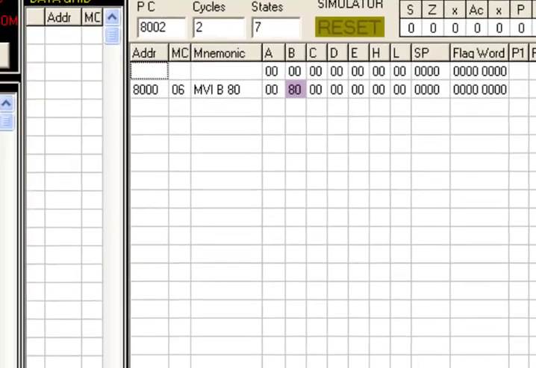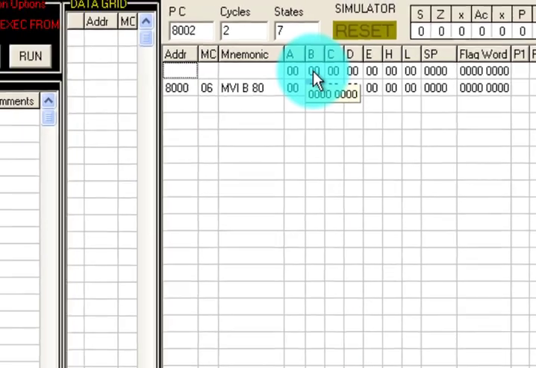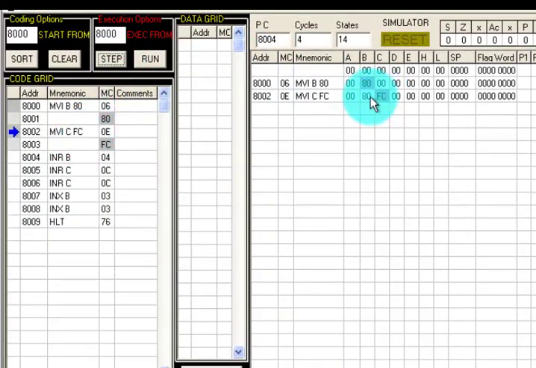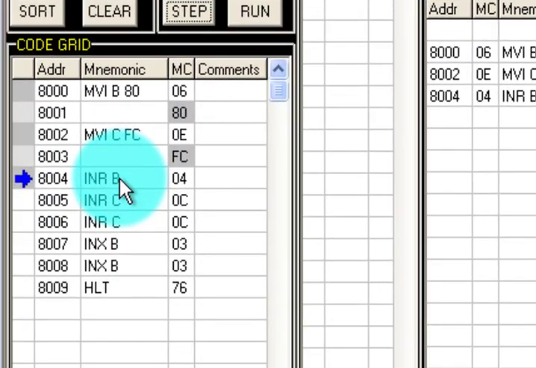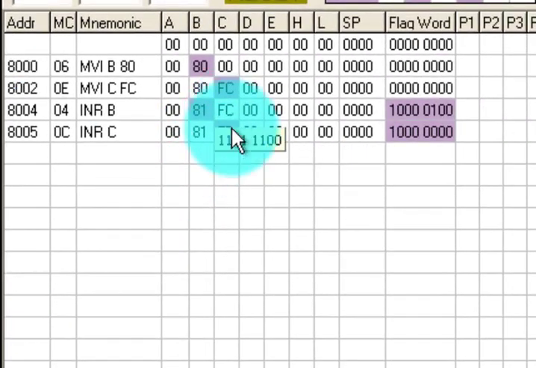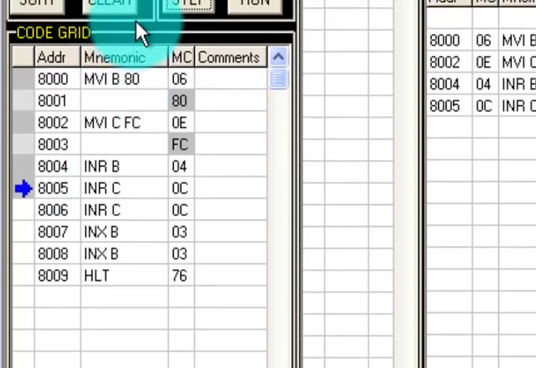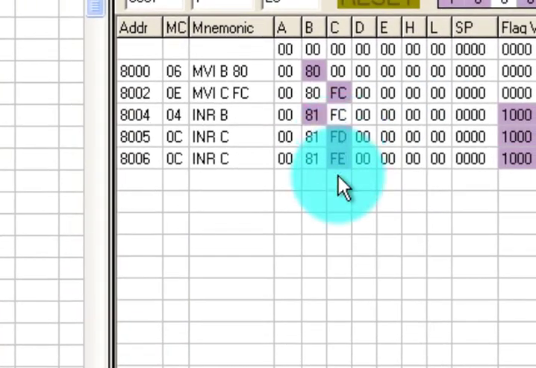With the first step, MVI B 80 puts 80 in register B. With the next step, FC gets to register C. Now with INR B, the data in B increments by 1. This INR instruction is for any register. We can increment the content of any register, that is A, B, C, D, H, L. It increments the contents by 1. Now with the next instruction INR C, C contains FC, it becomes FD. Now there is one more INR C, it will again increment the content from FD to FE.